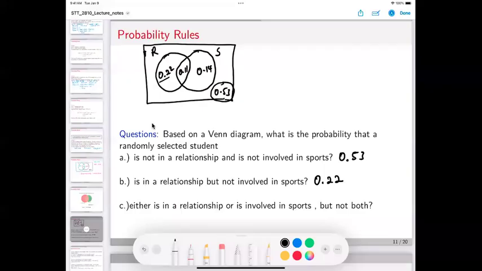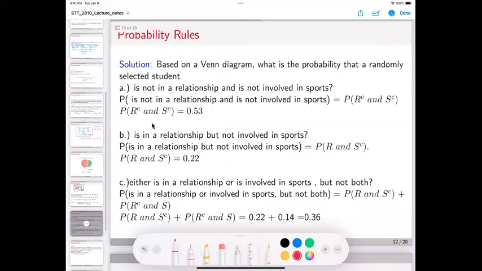And then the last one says what? It's either in a relationship or in sports, but not in both. So you're in a relationship or in sports, but not in both. So that should be what? 0.22 plus 0.14, 0.36. Does that make sense? You are in a relationship or sports, but not in both. So you see, the Venn diagram helps us to answer problems like this. Any questions?